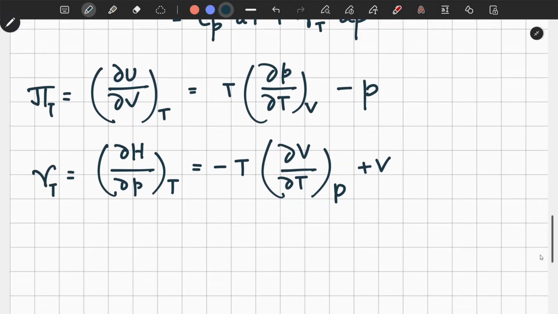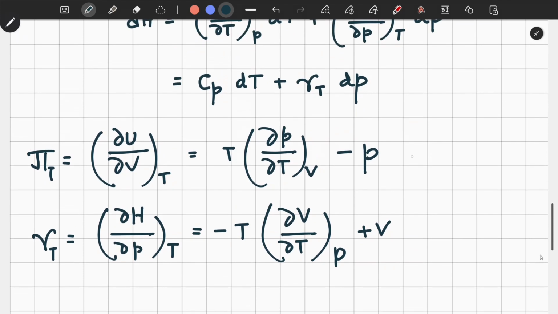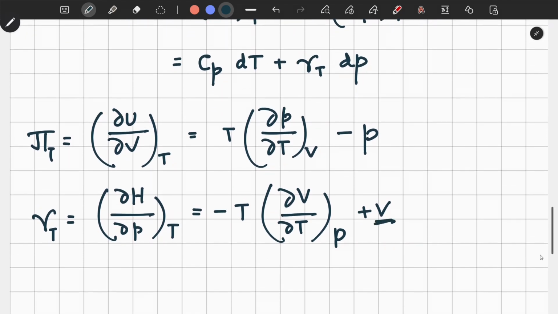I'm just giving the symbol. This is internal pressure, but this does not have any name. But it has the unit of volume, you can see.